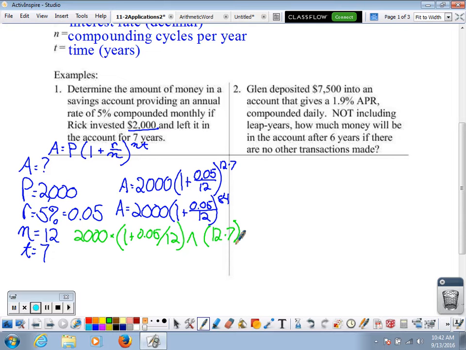Okay, but if we type that all in and we're really careful about those keystrokes, what do we end up with for the amount in that account? $2,836.07.